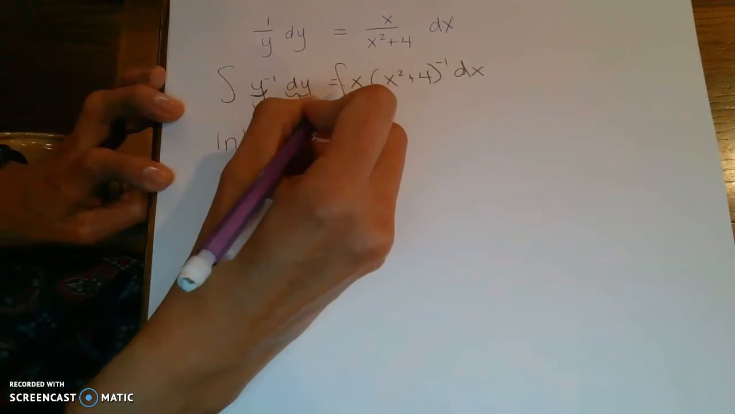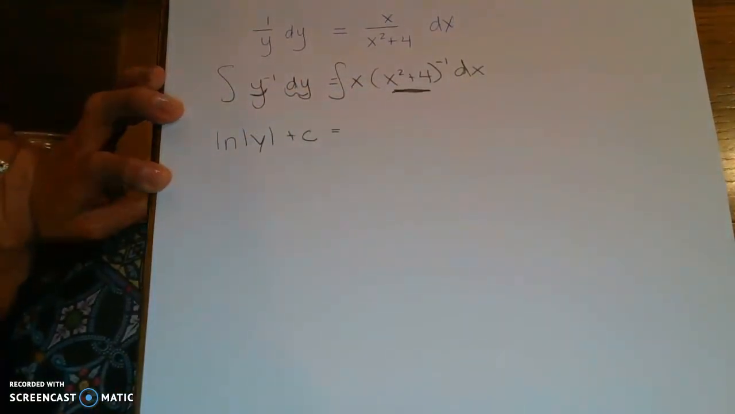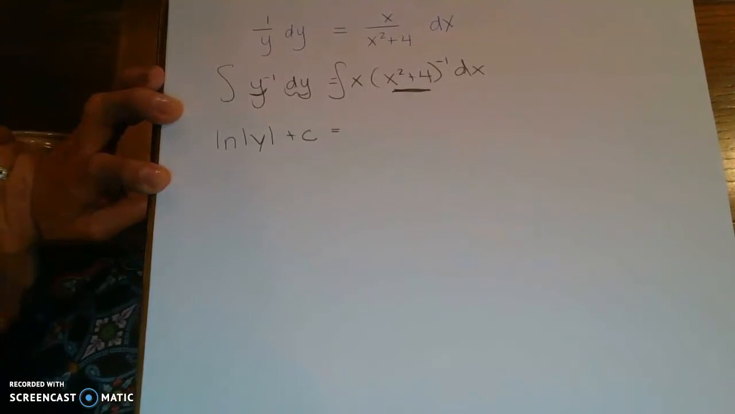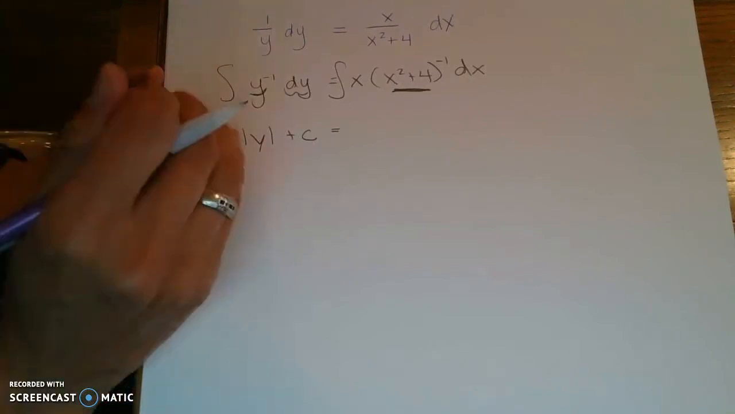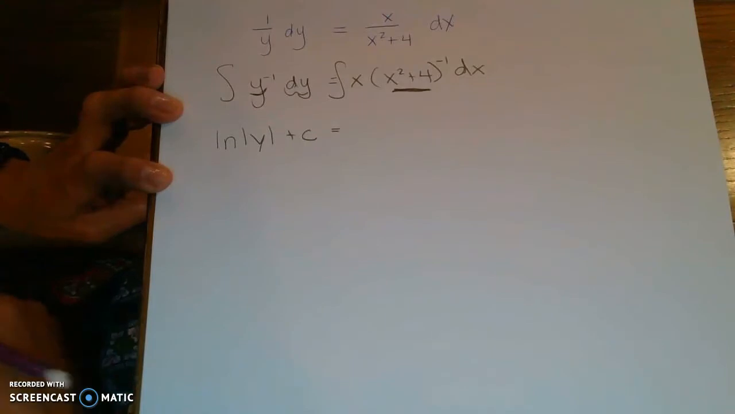However, on this side, not so easy. If you look at my base, it's not a monomial, so I want to use U substitution to get that integrand in the correct form before I integrate. So I just integrated the left side, but I can't integrate the right side yet. I'm going to use U substitution.